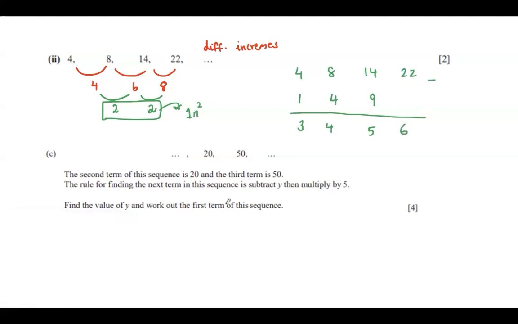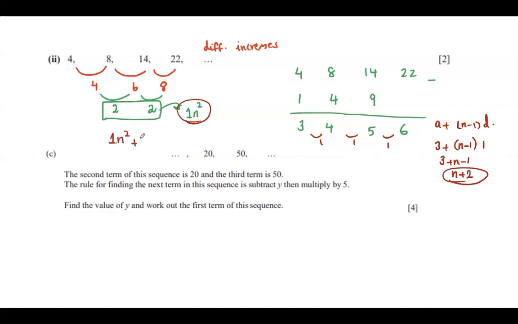Now we have an arithmetic sequence, so they have a common difference of 1. So we can do a plus n minus 1 times d. So over here we have 3 plus n minus 1 times 1. In this case, that's just 3 plus n minus 1. That's just n plus 2. Add this on to the n square that you got here. So this is going to be 1n square plus n plus 2, or simply n square plus n plus 2.